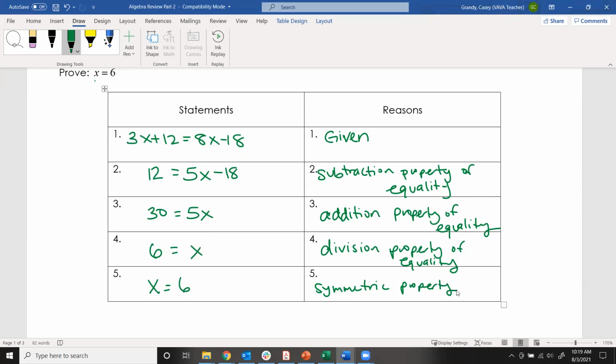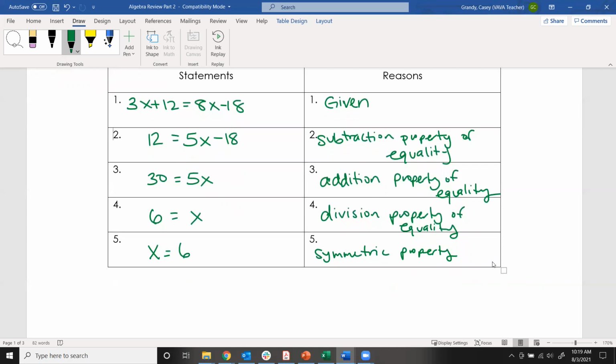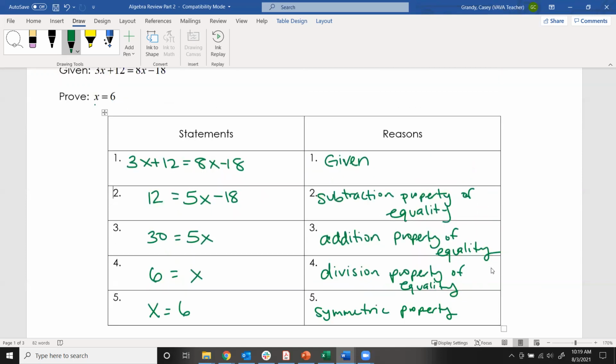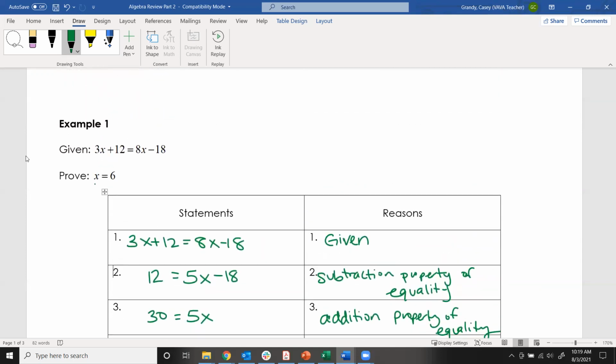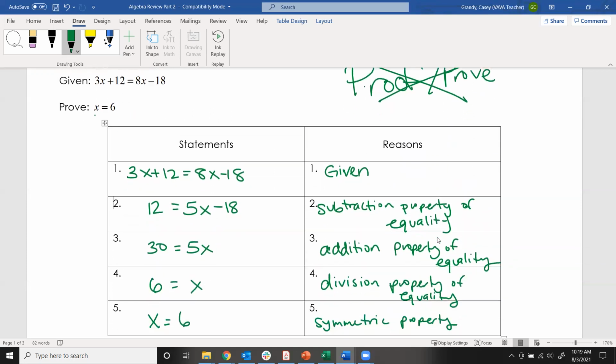Notice there is a word in our proof that is not there. What word is not there? Prove. You will never, ever see the word proof or prove written as a reason. That's not a reason. That's what this is. This is a proof. It's not a reason. So you will never use proof or prove as a reason. There's always a reason. Why did you do that?